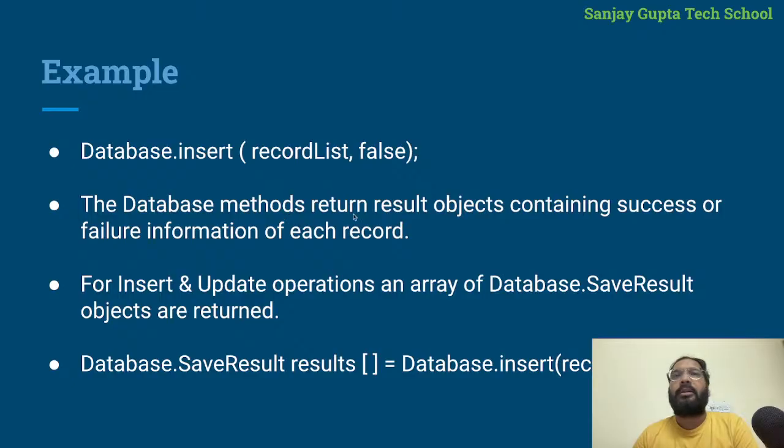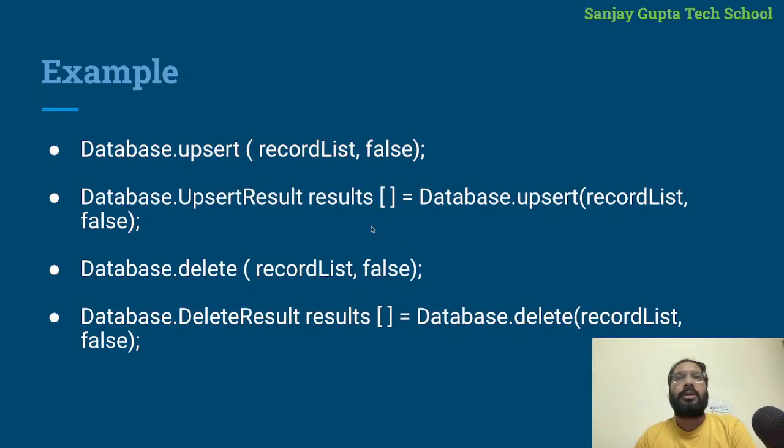The Database method returns a result object containing success or failure information for each record. For insert and update operations, an array of Database.SaveResult objects is returned. So this way you need to write it. And if you want to write upsert, you will use it like this: Database.upsert, and here the return type will be Database.UpsertResult. And for delete, it will be Database.DeleteResult.